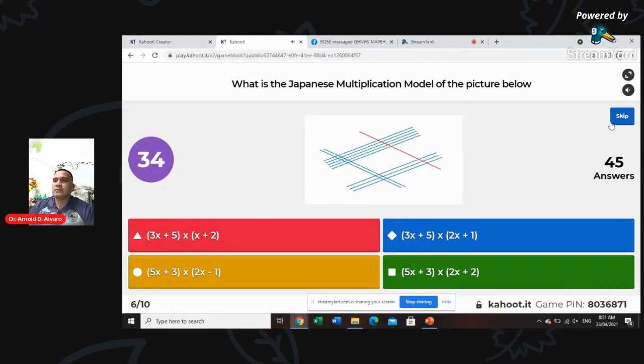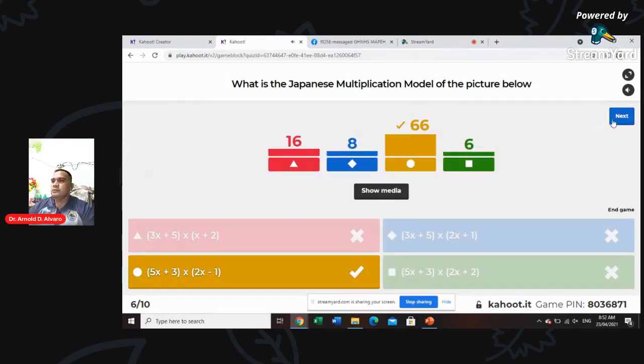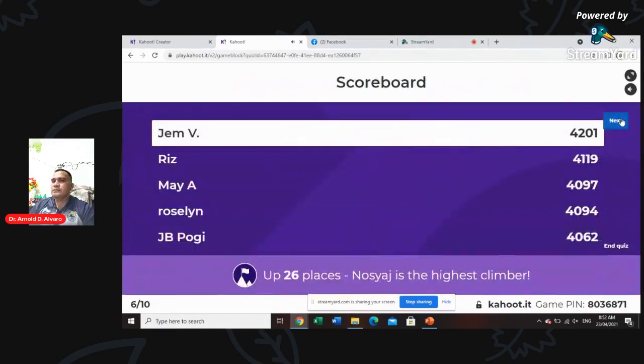Again, what is the Japanese multiplication model of the picture below? We have 3x plus 5 multiplied to x plus 2, or 5x plus 3 multiplied to 2x minus 1, or 3x plus 5 multiplied to 2x plus 1, or 5x plus 3 multiplied to 2x plus 2. What would be the answer? 7, 6, 5, 4, 3, 2, 1. We have 16 correct answers.